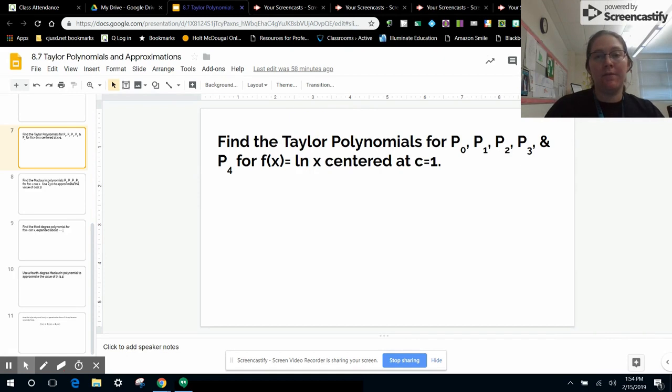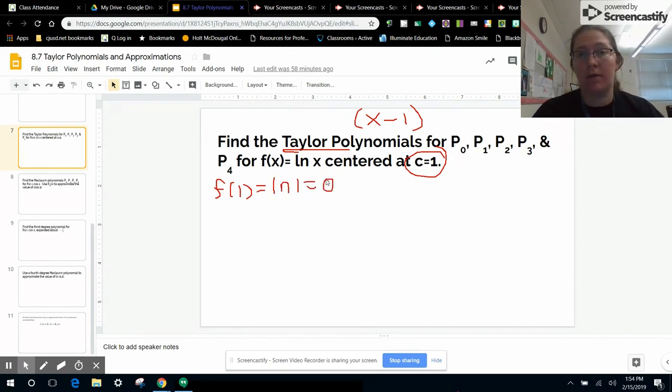All right, so we're going to be finding Taylor polynomials, and this time we're doing a Taylor polynomial, not a Maclaurin. So it's centered at 1. That means I'm going to be using the structure of x minus 1 the whole time, x minus c. Rather than finding my function at 0, I'm always finding it at 1. So let's start by finding what f of 1 is. ln of 1 is 0. It's good that this is centered around 1, because if we were centered around 0, I could not find ln of 0. My function would not be defined.